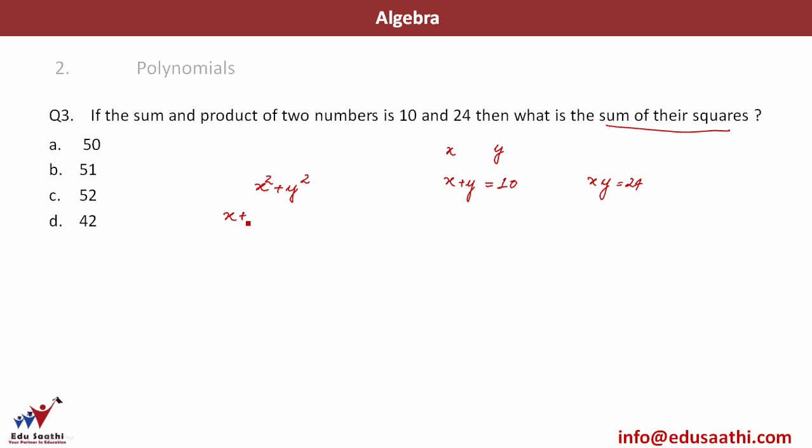I know the formula for x plus y whole square is x square plus y square plus 2xy. Now I know the value of x plus y whole square, which is 10 square, which will be 100. This will be equal to x square plus y square plus 2 times xy. Again I know the value of xy, which is 24. So this will be 100 minus 48, which will give you the value of x square plus y square as 52. This is applying the formula.